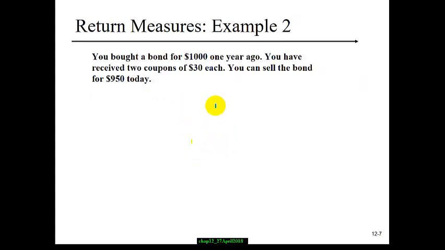Please study the following examples. In the case of the bond investment, how much is your investment income? How much is your capital gain? How much is the total dollar return and percent return? Pause a moment, take out your paper and calculator. See if you can get the answers right.